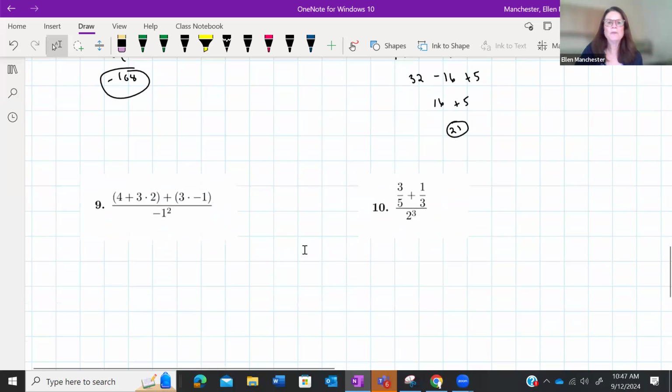All right, here we go. Number 9. Let's give it a shot. Let's see if we can get all the same answer. So this is with the stacked or a fraction type. So do everything in the top, get an answer, and then do the bottom.